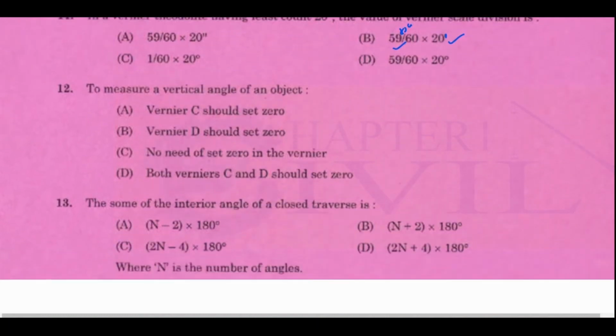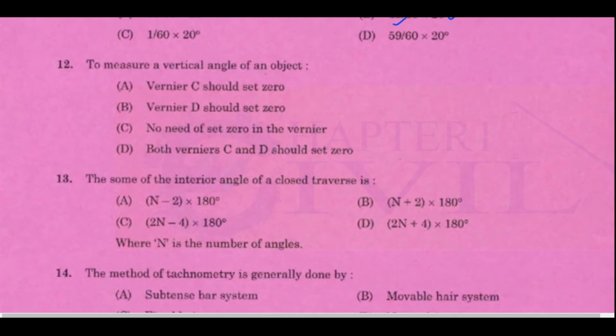Question number 12. To measure a vertical angle of an object, vernier C should set 0, vernier D should be set 0, no need of set 0 in the vernier, both verniers C and D should set 0. To measure a vertical angle, no need to set a 0 in the vernier.